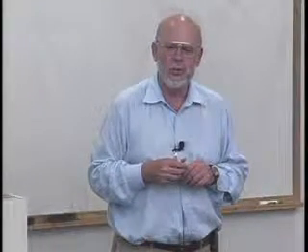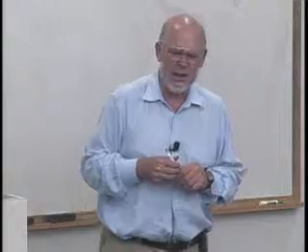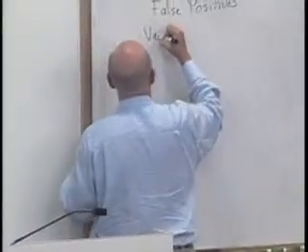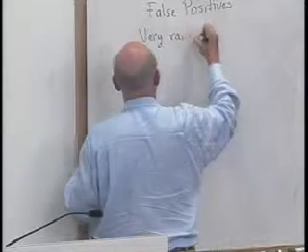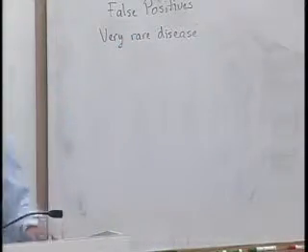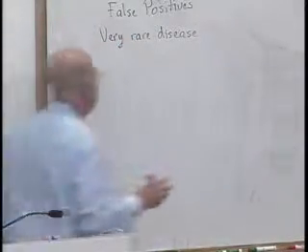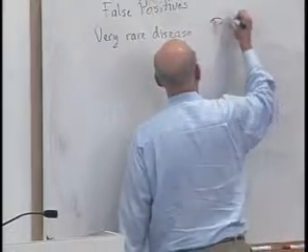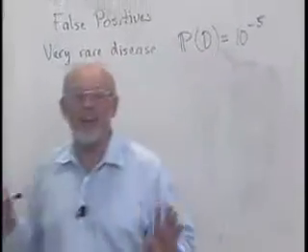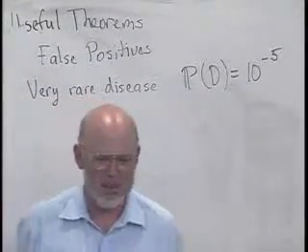But you will see cases like this described in the newspaper from time to time, and they are generally not well understood by the general public. So you will be more informed than most. So here's the idea. There's a very rare disease. And I will denote by event D the event that an individual has the disease, but only one person in 100,000 has this disease.